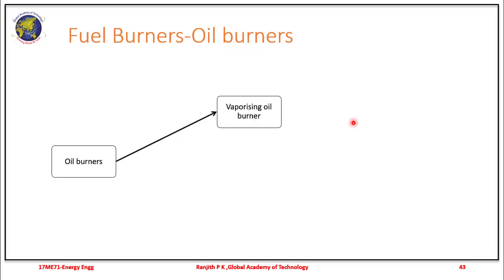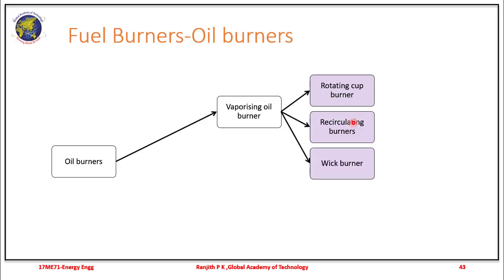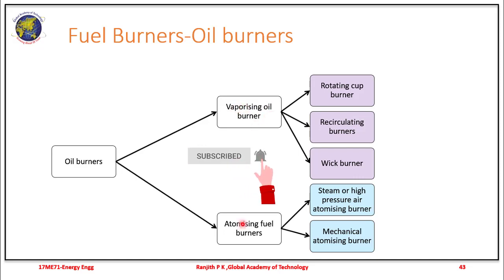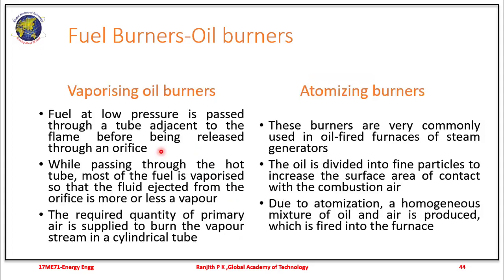The next is the liquid burners or the oil burners. There is the vaporizing oil burner, classified as rotating cup burner, recirculating burner, and wick burner. Then there are the atomizing fuel burners, subclassified as high pressure air burner or mechanical atomizing burner. Pause for a moment and recall the difference between vaporization and atomization, and the next section should be easy to understand.